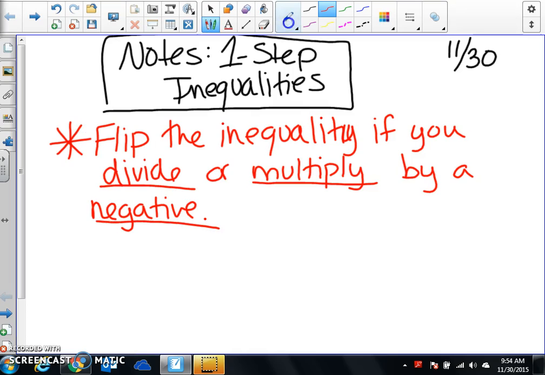All right, that's the biggie. You're going to hear me say it over and over again. If you divide or multiply by a negative, you're going to flip that inequality. Otherwise, it is straightforward, just like solving equations. Okay, so let's do a couple examples.